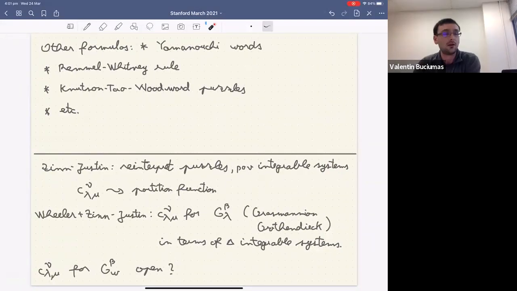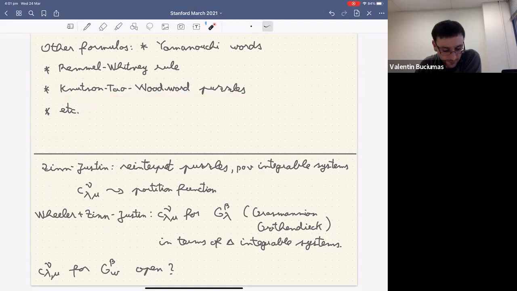And then many people are interested in things like this, and many other formulas surface. So there are many combinatorial formulas for these Littlewood-Richardson coefficients in terms of Yamanouchi words, in terms of the Remmel-Whitney rule, Knutson-Tao-Woodward puzzles, and so on and so forth. And what I want to focus on is these Knutson-Tao-Woodward puzzles.